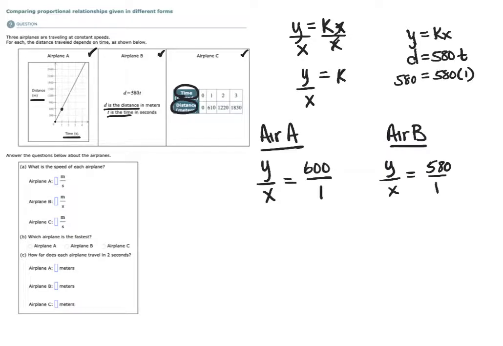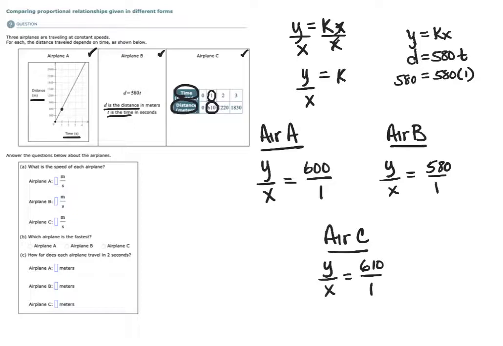And finally, we're going to compare airplane C, air C, and again, still in y to x. And as I look at that, this one, I can see that since I know my time is my x, the same as in my airplane B and airplane A scenarios, and again, I don't want 0 in a denominator, I can go straight to 1 on the table for my time, and I can see that that corresponds to 610 for my y, or my distance.